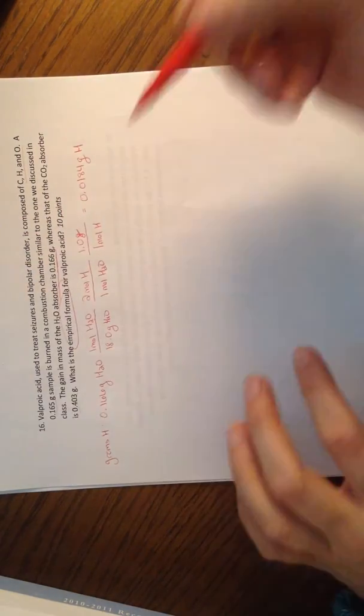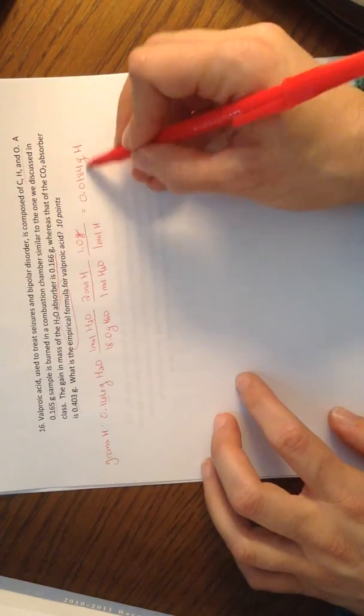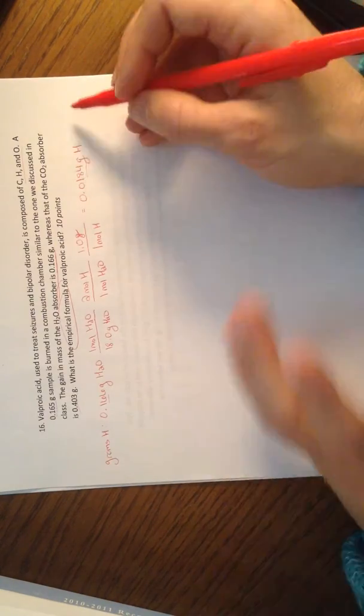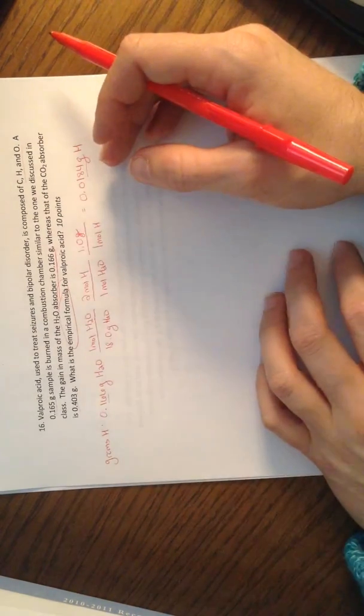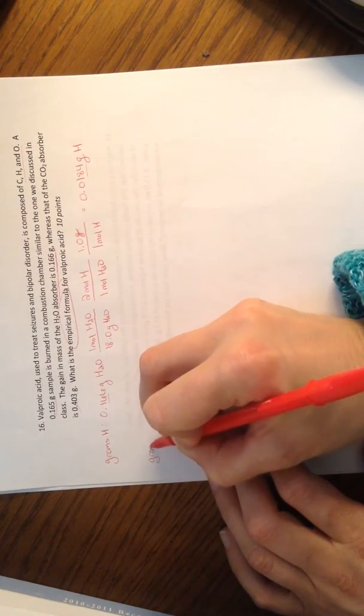I'm playing a bit fast and loose with significant figures here because ultimately I'm looking for an empirical formula, so it's not going to be that big of a deal. I have 3 sig figs, I have 3 sig figs here. But if you want to include some extra numbers, it's not going to be a tragedy. You didn't get counted off for it on the test.